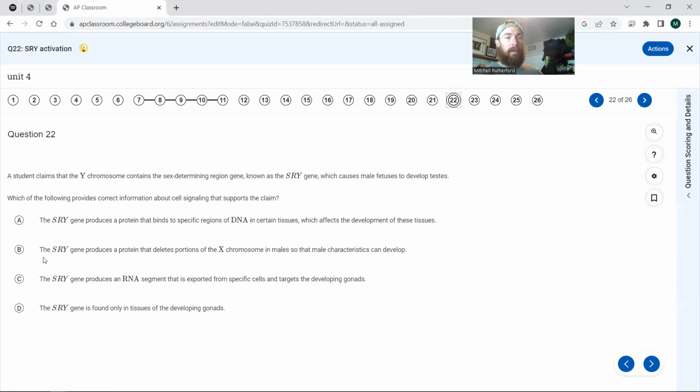I hate C. It produces a protein that deletes portions of the X chromosome in males so that the male characteristic... What? That's so extreme. We don't need to delete. We could maybe block, like you could put an inhibitor on that, but that's not how it works. The Y chromosome can be expressed. It has nothing to do with blocking the X chromosome. That just doesn't seem right. So by process of elimination, I like A.